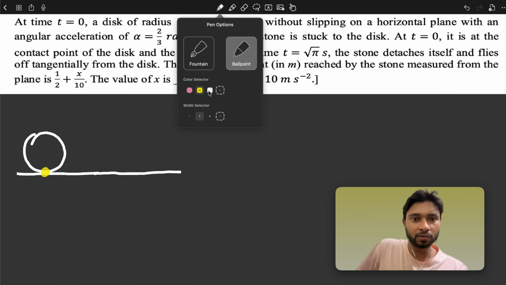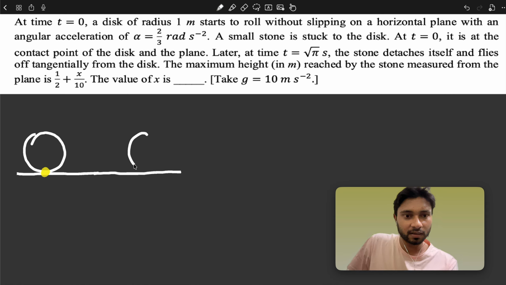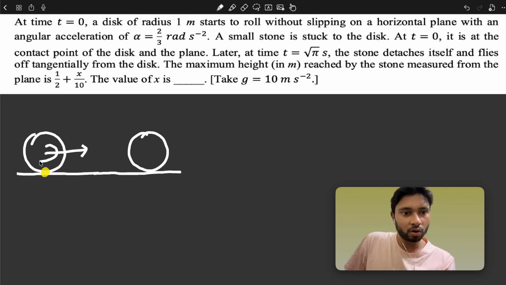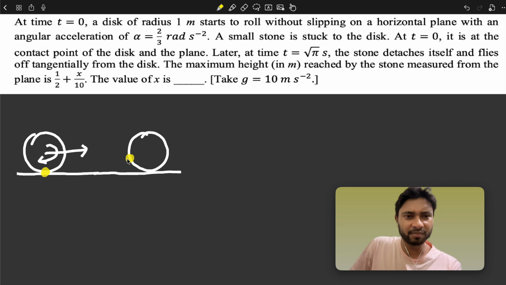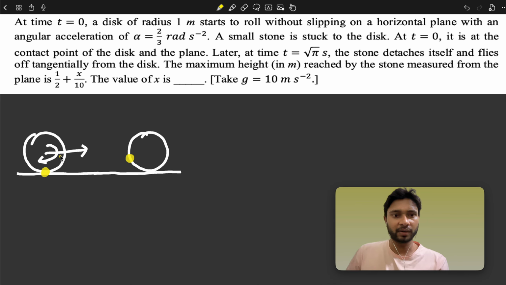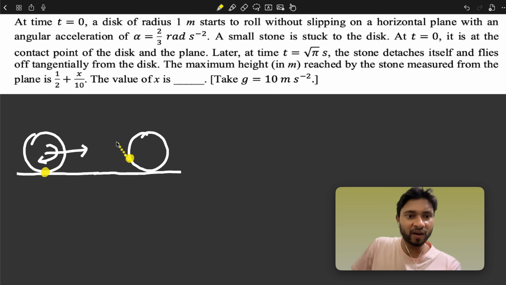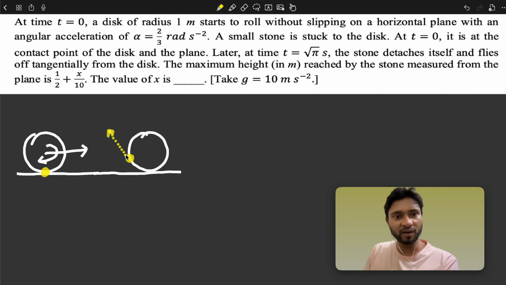So suppose after time t, this disk goes here. This disk will do two motions: one is linear motion and one is the rolling motion. After time t, this disk will reach here and our stone will reach somewhere here. We can assume anything, it could be here or here, it doesn't matter. At this point, the stone will detach itself and fly off tangentially.